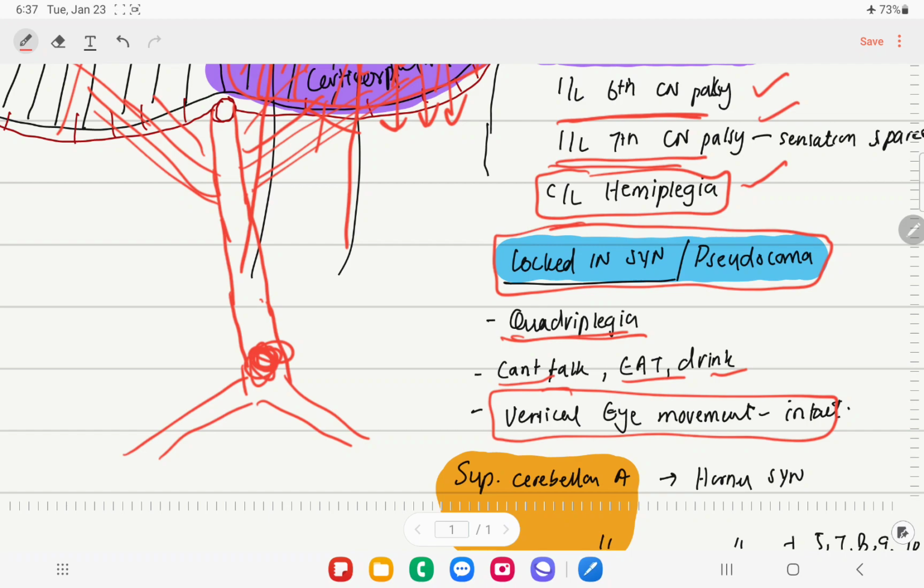This vertical conjugate movement is actually controlled by the superior colliculus, right? Okay, so only this movement is present in the body, otherwise they'll be like a prisoner in their own body, right? So this is called locked-in syndrome, right?